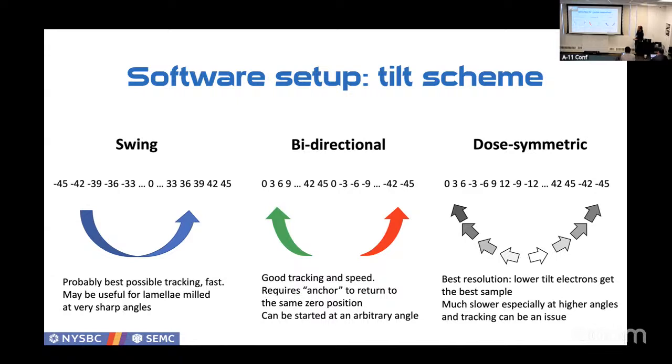You always have to start around 0. So that's the bidirectional. You start at 0 and go all the way to the positive side, and then go back to 0, go all the way to the negative side. That's the classic way of doing tomography. Gives pretty good results, good tracking, good speed. And the slowest way to do this is dose symmetric, where you collect a few angles to the right, a few angles to the left, a few angles to the right, a few angles to the left. This distributes your dose at lower tilts most efficiently.